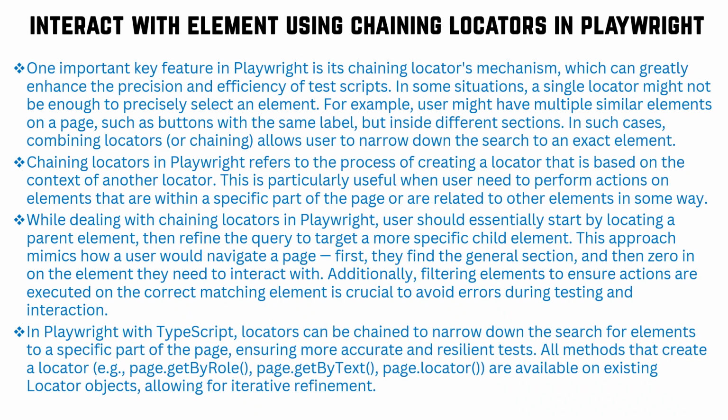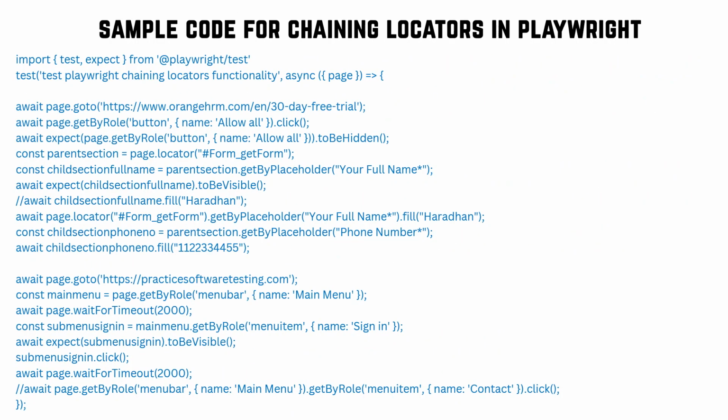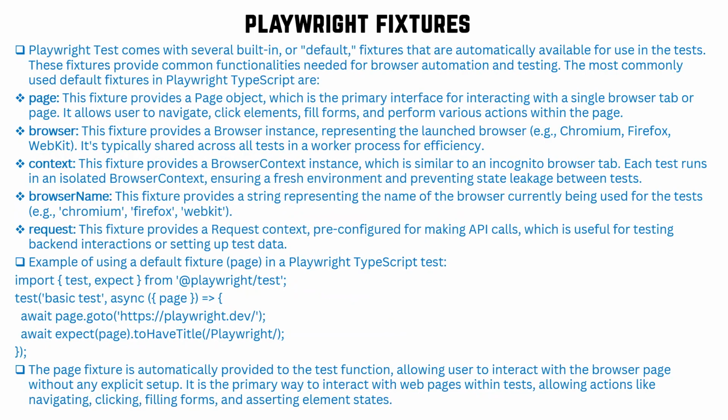And then the chaining part. In case you have multiple references, you can go with chaining instead of only one reference. First you go with the parent, and then you go with the child from the parent section. And Playwright fixtures: along with page, there are a couple of fixtures available like browser, context, browserName, and request, primarily used for the API. So instead of directly going to the page, first we can create the browser. From the browser, you can create the context. From the context, you can use the different pages. So that is the way your Playwright fixtures also work. Okay, so that's all from today's session. Thank you.